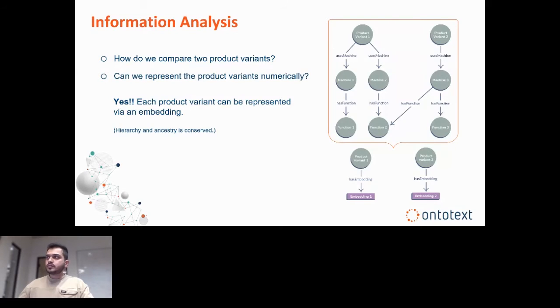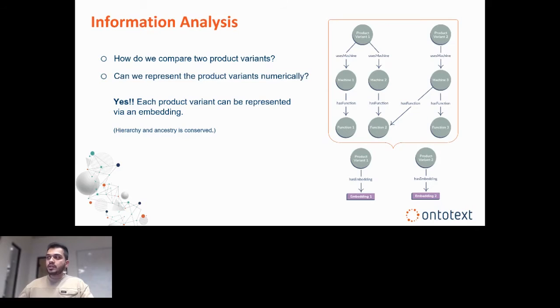Let's say product variant one uses machine one and machine two, and each machine has a function one and function two with them. And the same you have product variant two, which is using machine three, but it's also having an overlapping function two. So can we compare these two product variants, right? That's how do you understand the importance that these two things are related semantically. It's making a lot of semantic sense.